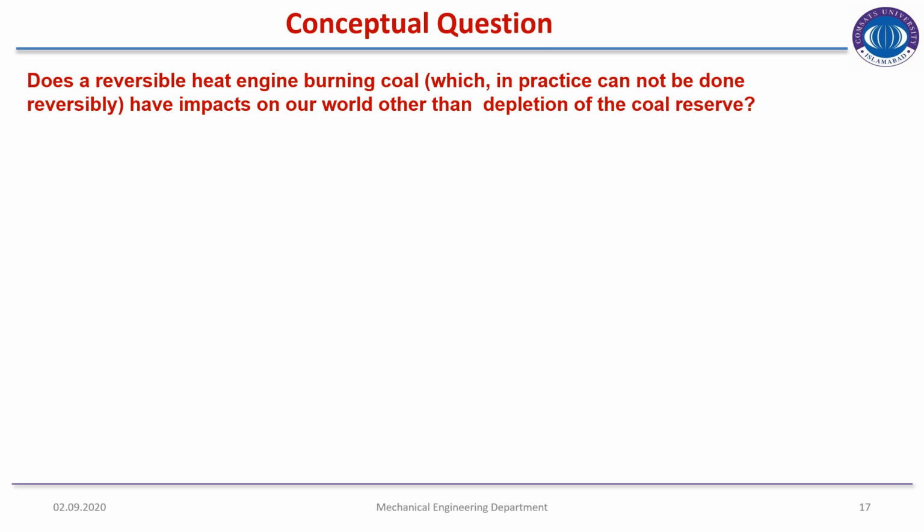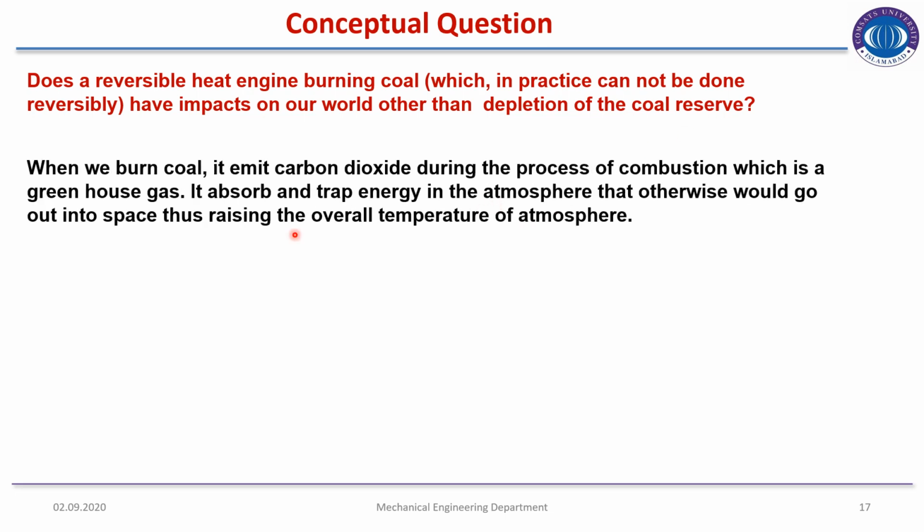Does a reversible heat engine burning coal, which in practice cannot be done reversibly, have an impact on our world other than depletion of coal reserves? The answer is, when we burn coal, it emits carbon dioxide during combustion, which is a greenhouse gas. It absorbs and traps energy in the atmosphere that otherwise would go out into space, thus raising the overall temperature of the atmosphere. Therefore, it does have an effect.